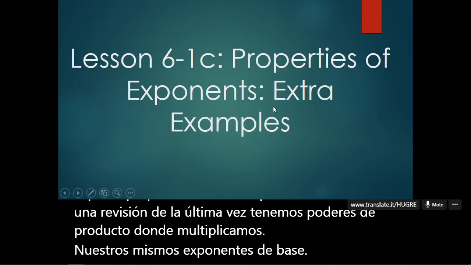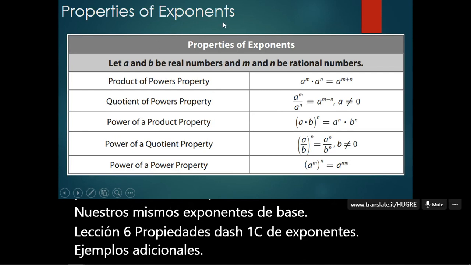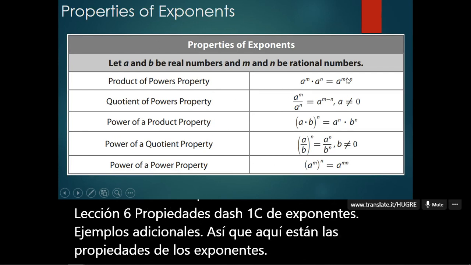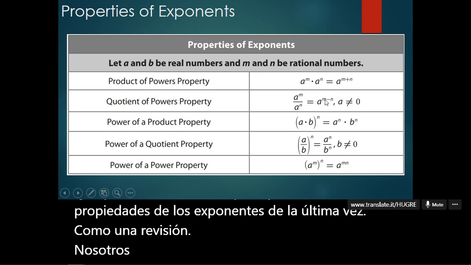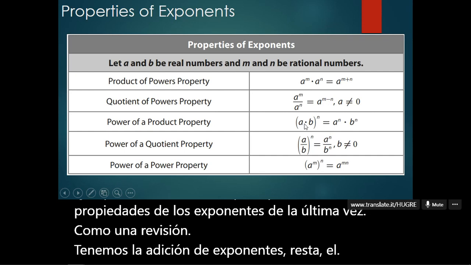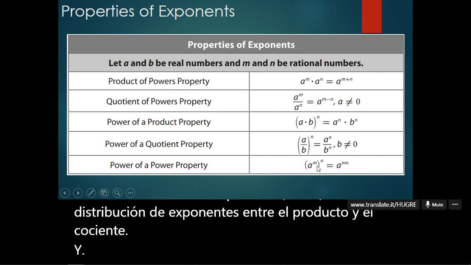Lesson 6-1C, Properties of Exponents, Extra Examples. So here are the properties of exponents from last time. As a review, we have the addition of exponents, subtraction, the distribution of exponents between product and quotient, and then the multiplication of exponents.